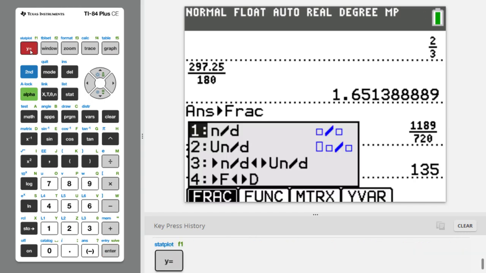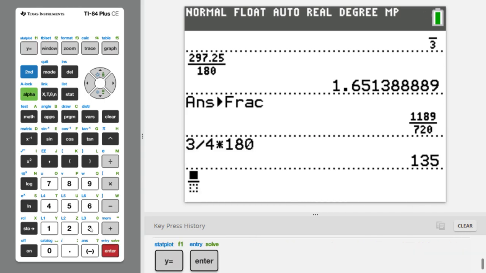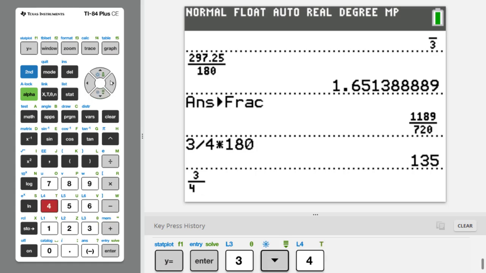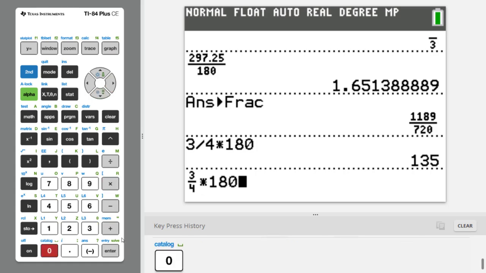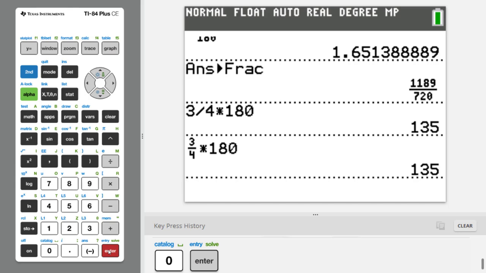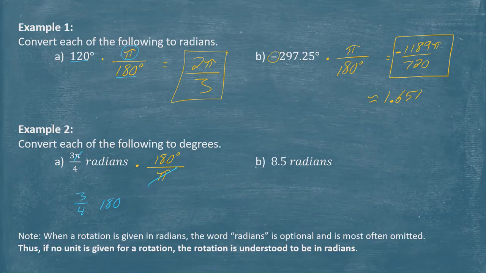Or we could also use that fraction template. So just to model it that way, we can go 3 on top, 4 on bottom, and then times 180 off to the side, and notice it gives us the same answer. So whichever way you want to type it in, using the divide or using the fraction, it gives us the same result. So this would convert to, as we just found out, actually not approximately, that was exactly 135 degrees.